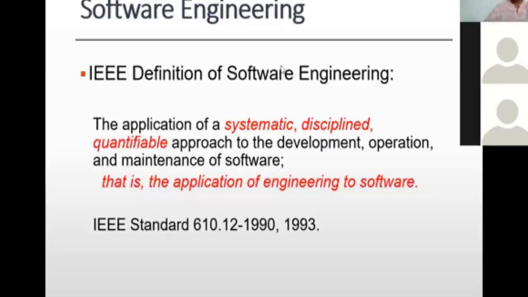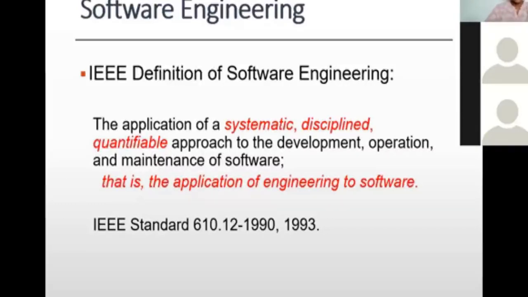Okay, when it comes to software engineering, this is the IEEE definition of software engineering, right? Here you can see the black color ones and the red color ones. The red color ones are the keywords. You have to remember them. This definition is the IEEE one.